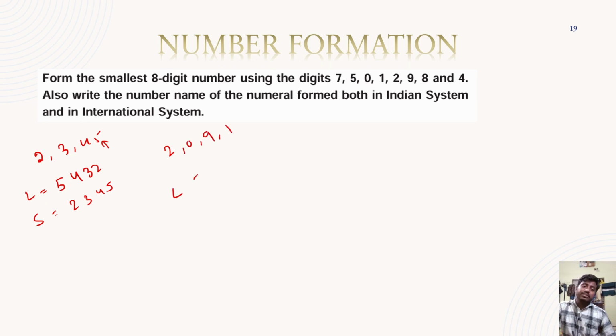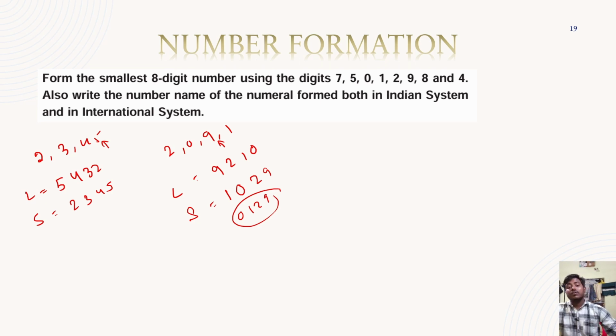Then what is the largest? Largest means the same: first we write the 9, then 2, then 1, then 0. But when you write the smallest, you should write first 1, then 0, then 2, then 9. Because if you write 0, 1, 2, 9, it becomes a 3-digit number. Our question asks to write the largest or the smallest 4-digit number. That's why in this case we write it this way.